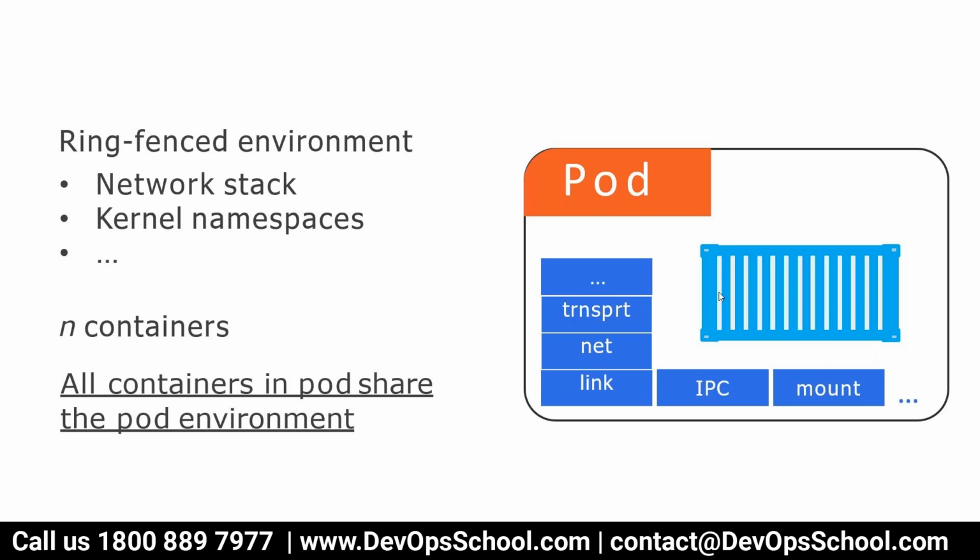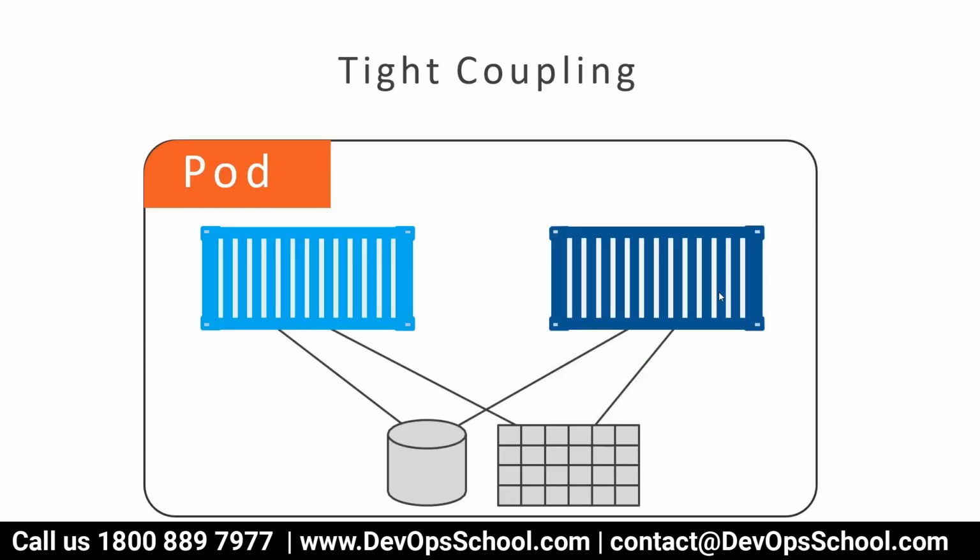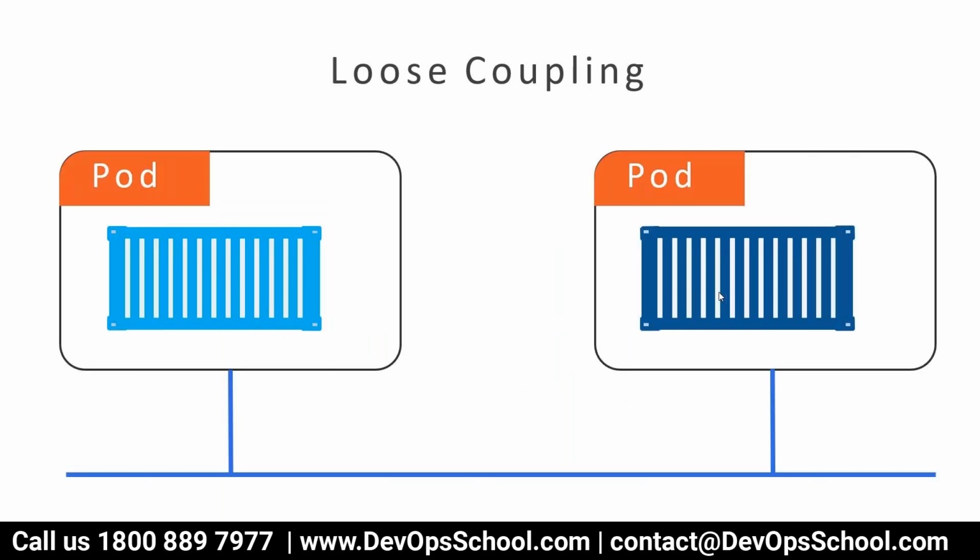So resources will become common for all the containers. See here, there's one pod, two containers. This concept is called tight coupling. One pod, one container is called loose coupling.